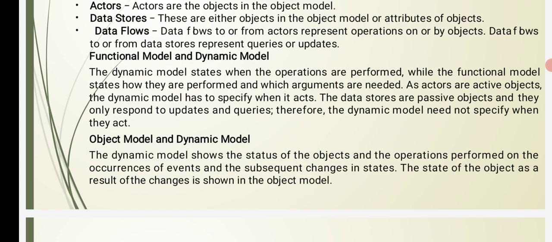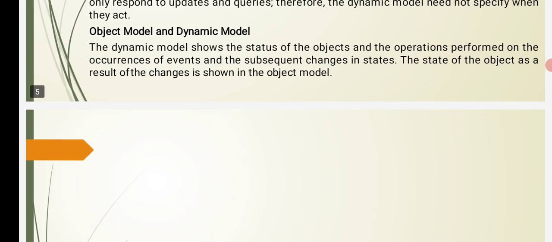Object model and dynamic model. The dynamic model shows the status of the object and the operations performed on the occurrence of events and the subsequent changes in state. The state of the object as a result of the changes is shown in the object model.